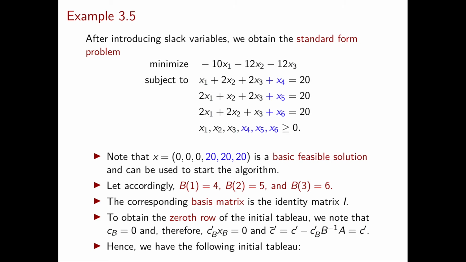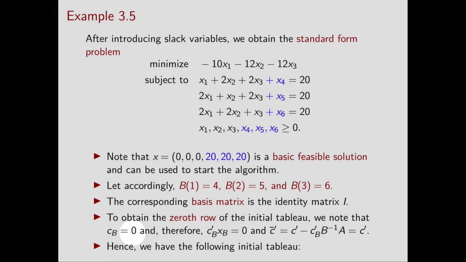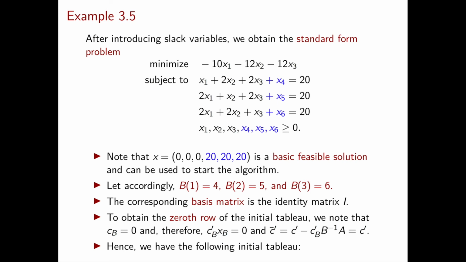In the top left corner of the tableau, we have the negative of the cost of the solution. Now the cost of the solution is C_B transpose x_B, but now C_B is 0 because the variables x4, x5, and x6 do not appear in the objective function. Therefore, at the intersection of the 0th row and the 0th column, we will have a 0. So we only need to figure out now the reduced costs.